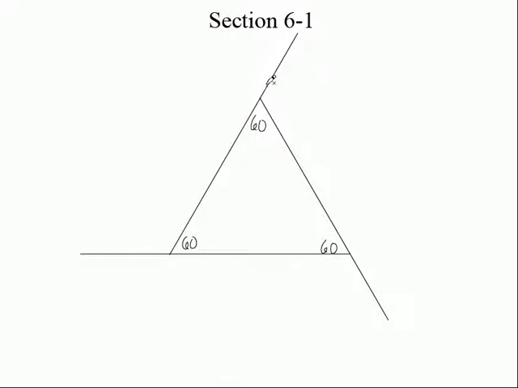So watch, if this is 60 degrees, how many degrees is this? This is called an exterior. The 60 is an interior, and this exterior is 120 degrees. Okay, what's this exterior angle right here? And this one, 120. Okay.